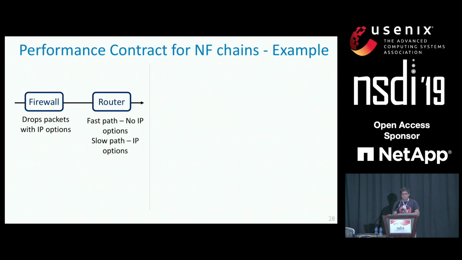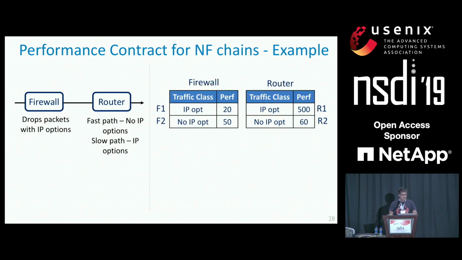You have a firewall which drops packets with IP options, and a router with a fast path for packets with no IP options, and a slow path for packets with IP options. And in this chain, the router is never going to see packets with IP options, and the composite contract must reflect this. So the first step, naturally, is to generate their individual contracts.